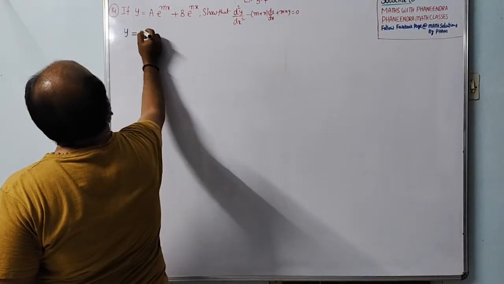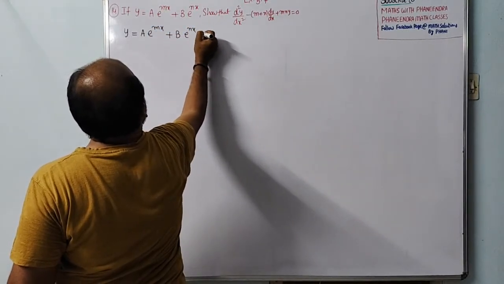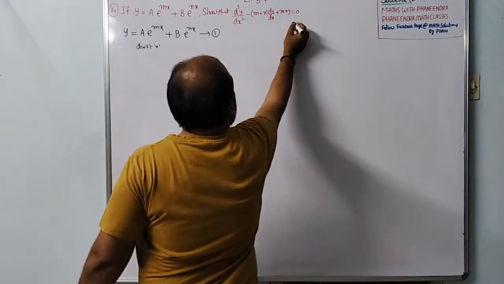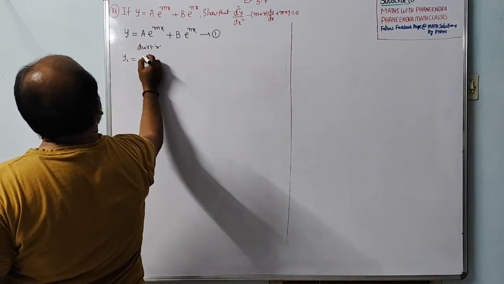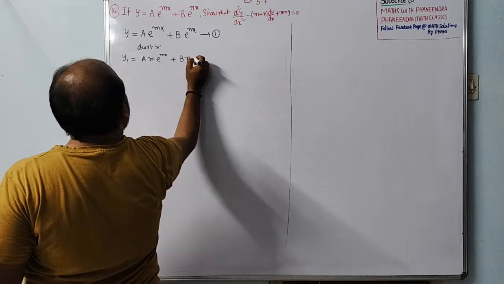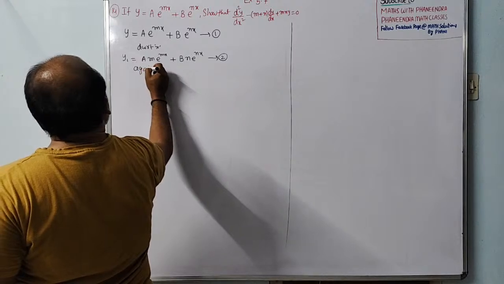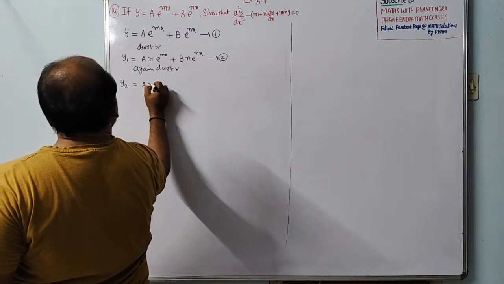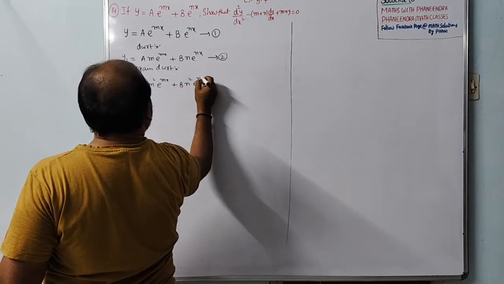First, y is equal to a e power mx plus b e power nx. Keep it as equation number 1. Differentiate with respect to x. Method 1, method 2 will do it. Again differentiate with respect to x. y1 equal to a m e power mx plus b n e power nx. Again differentiate with respect to x. So y2 equal to a m square e power mx plus b n square e power nx.